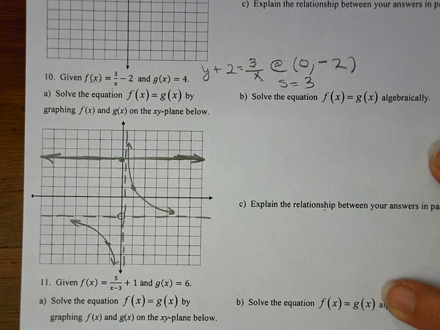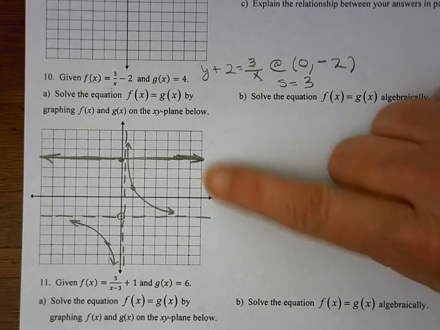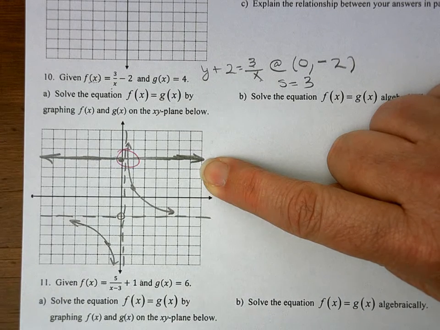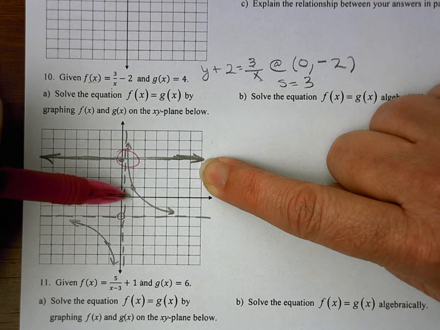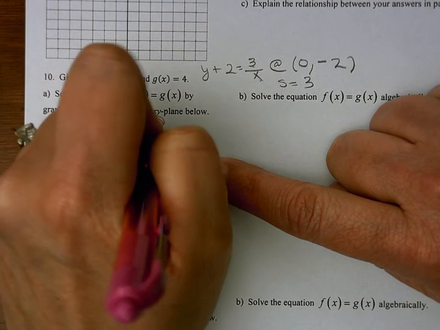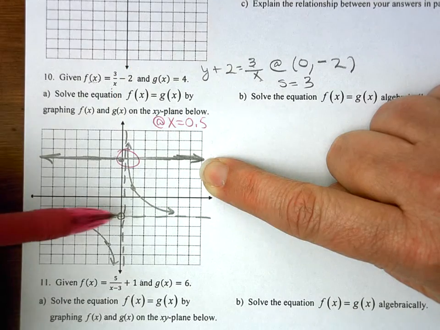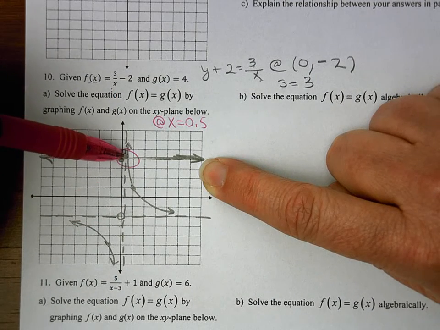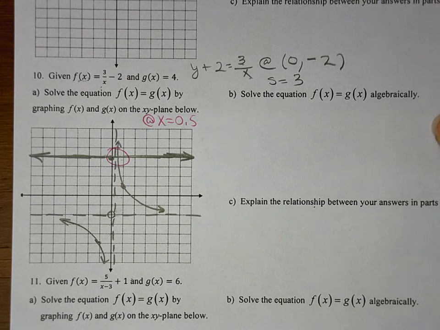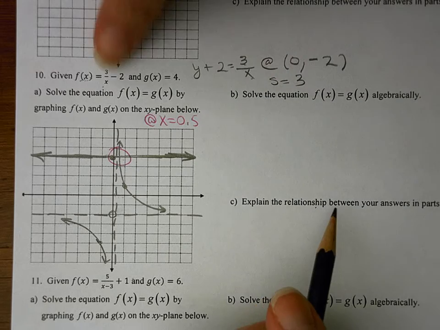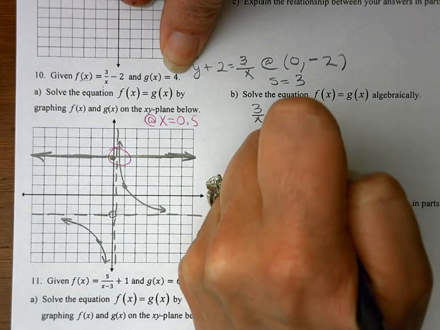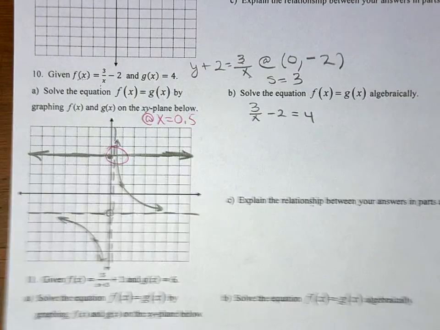And so if I want to see the solution, I'm looking for where they cross. So if I had to guess, it looks like they cross right here, right? So that's where they cross, which is somewhere on the x-axis between 0 and 1. I don't know exactly, so I'm going to just say maybe around x equals 0.5. Right? Somewhere between 0 and 1. Now I want to solve it algebraically. So I'm going to take the equation 3 over x minus 2, and then set it equal to 4. And then I want to solve that equation algebraically.